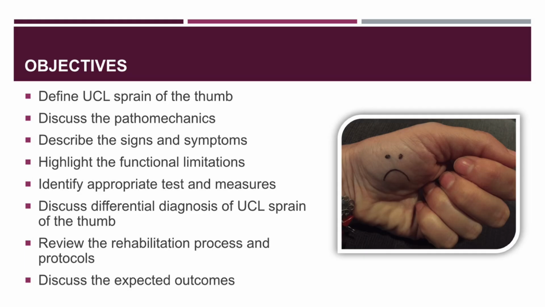Alright, so what we're going to cover in this presentation, we're going to define what exactly a UCL sprain of the thumb is. We're going to discuss the pathomechanics, describe the signs and symptoms associated with it, as well as the functional limitations, identify different appropriate tests and measures that can be used, discuss differential diagnosis of UCL sprain of the thumb, then review the rehab process and protocols, and then discuss the expected outcomes.